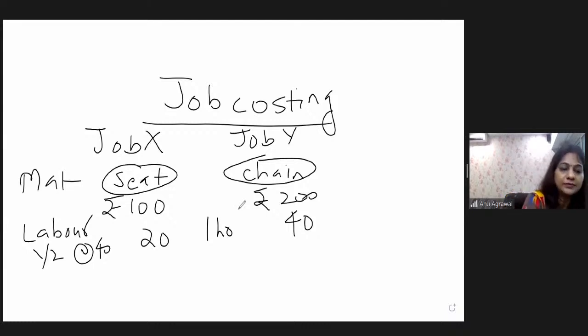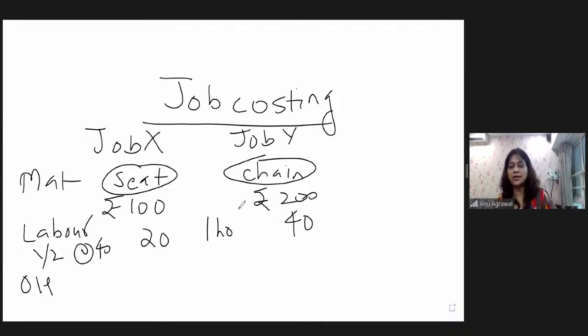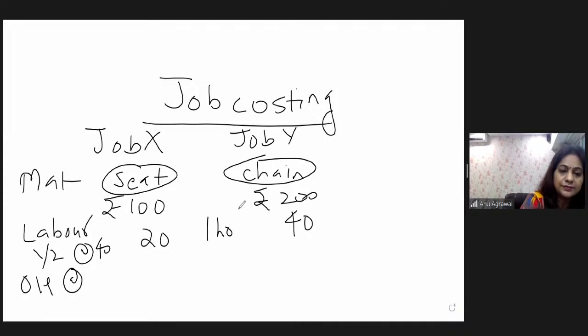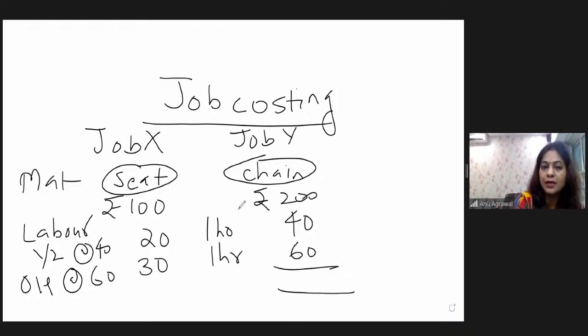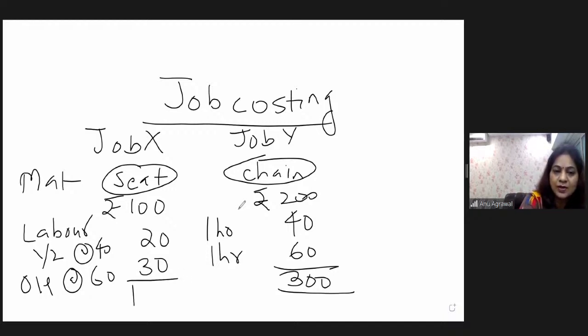Let's say overhead, we have found out as per the machine hour rate or as per the labor hour rate, whatever rate, we have found out that the overhead recovery rate is, let's say, at the rate of 60. Now, half an hour is spent. So in my case, 30 rupees is absorbed for job X. But in case of my friend, 1 hour is being spent. So the overhead is absorbed at the rate of 60. Now the cost for job Y is 300. The cost for job X is 150.